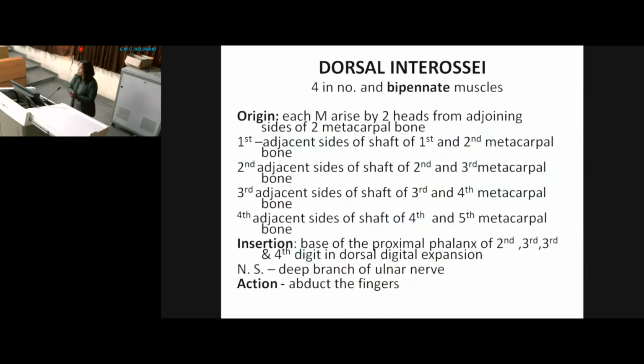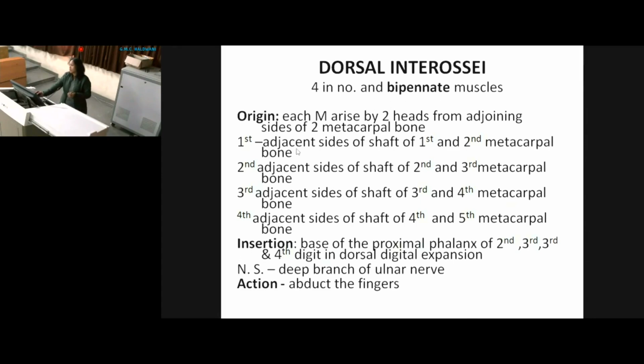Now the dorsal interossei, they are again 4 in number, but they are bipinnate muscles. Palmar interossei are unipinnate muscles, and these are bipinnate muscles. That means the adjacent sides of the metacarpals, they arise from both sides. And so they have two heads of origin. आप बोल सकते हो इसको.